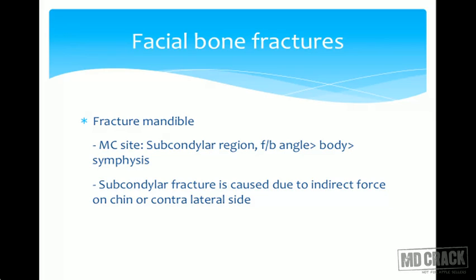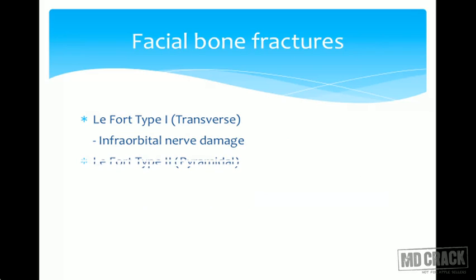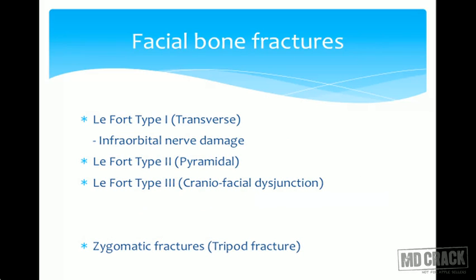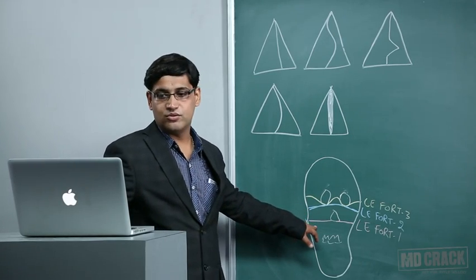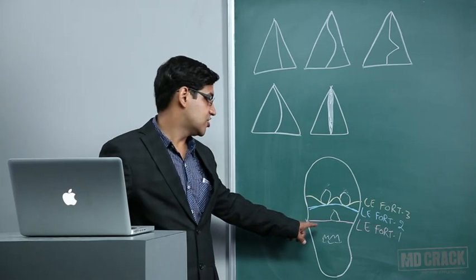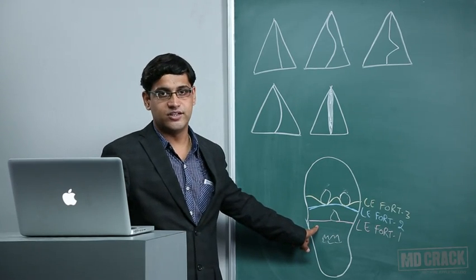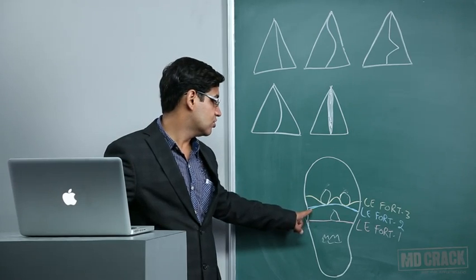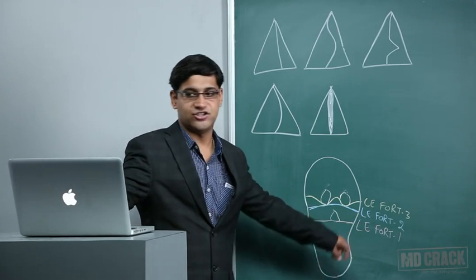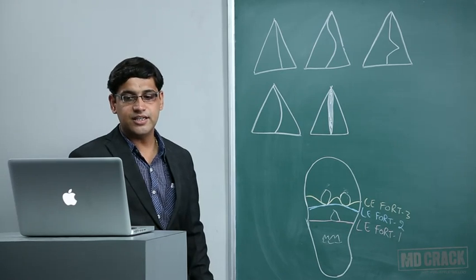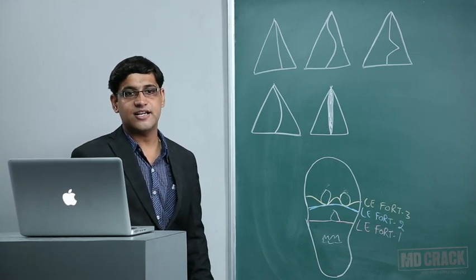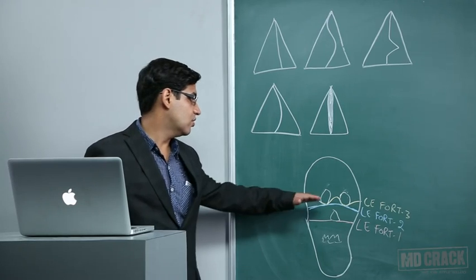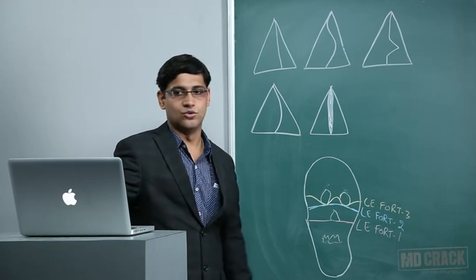Now, there are 3 types of named fractures: Le Fort type 1, type 2, type 3. We can see the diagram of the Le Fort type 1. Le Fort type 1, also known as transverse fracture. The chances of infraorbital nerve damage are more in this type. Le Fort 2, also known as pyramidal fracture. And Le Fort type 3, also called craniofacial disjunction. The fracture line runs in such a way that the whole of the cranium is separated from the nose.